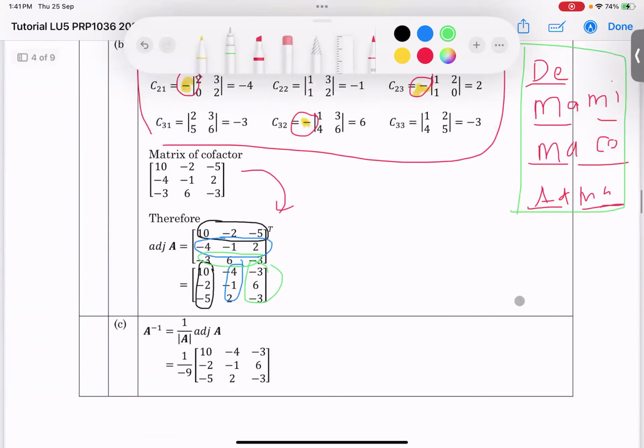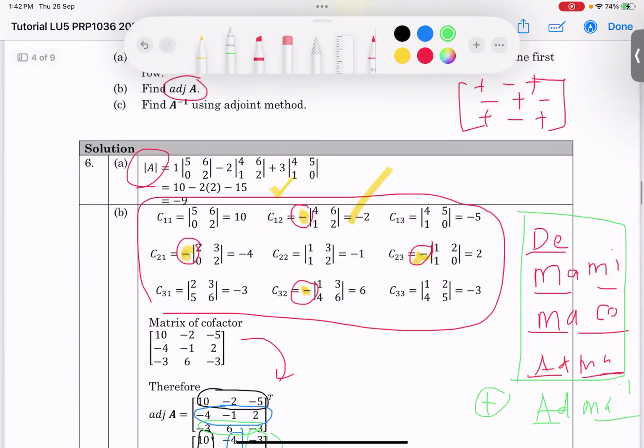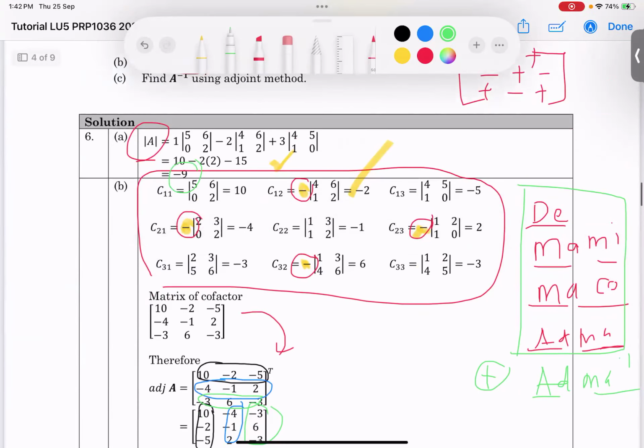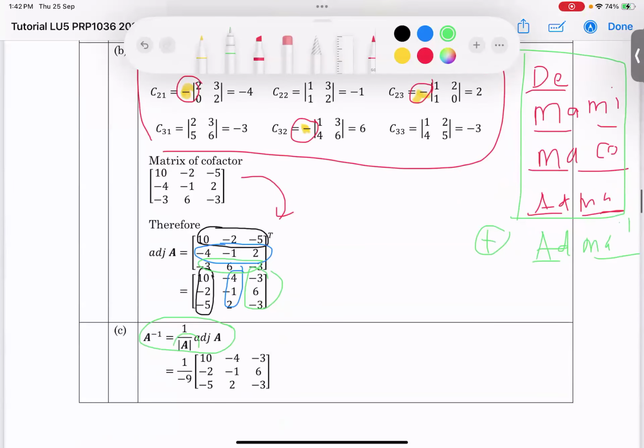But what if the question goes further and asks you to find the reverse, which we call the inverse of A? We have to add one more step to find the inverse. You need to use the answer that you found here, -9, and put it as the determinant here. Then you copy the answer that you found in your adjoint A and copy it down here.